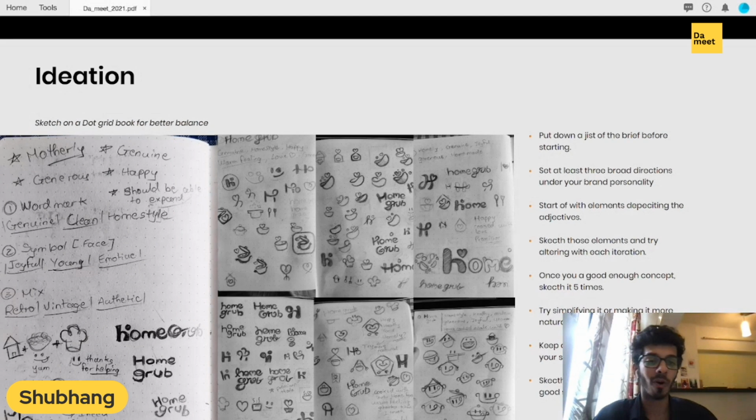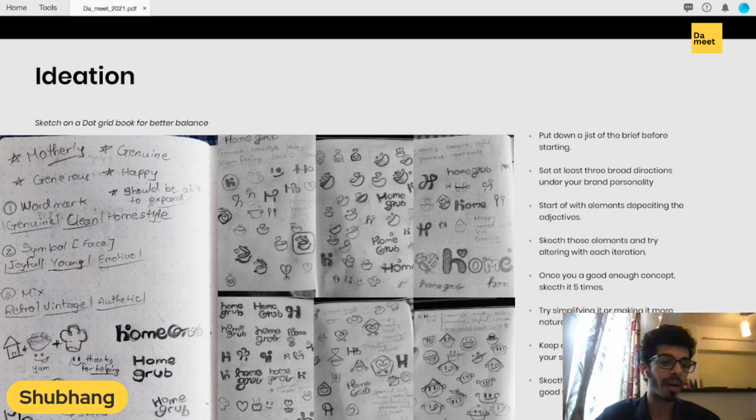Like all these points I have put down, and then what I have done is that I have made three different directions below that, which state word mark. Below that word mark I've mentioned a few personality points, for example, home style, clean, genuine. Then the second direction is a symbol direction, third direction is a mixed direction.